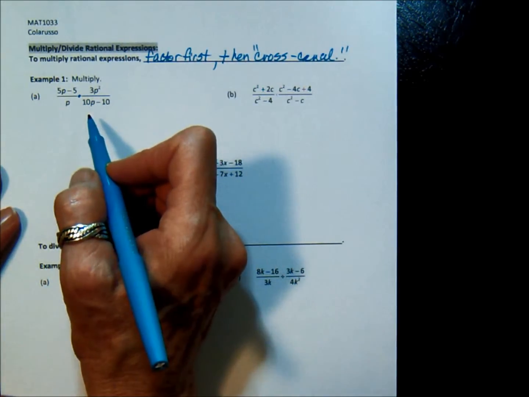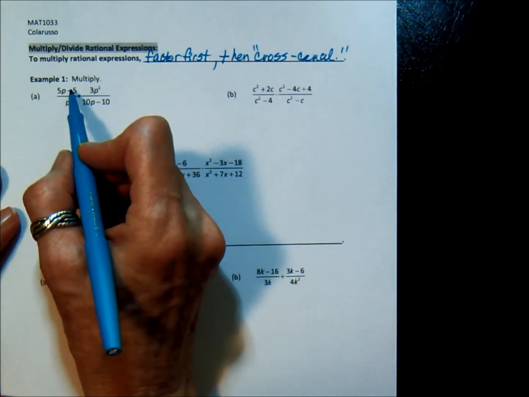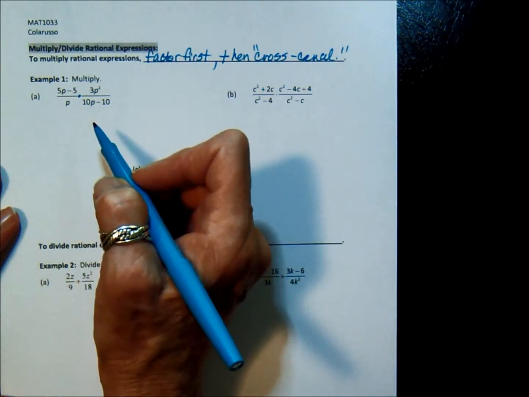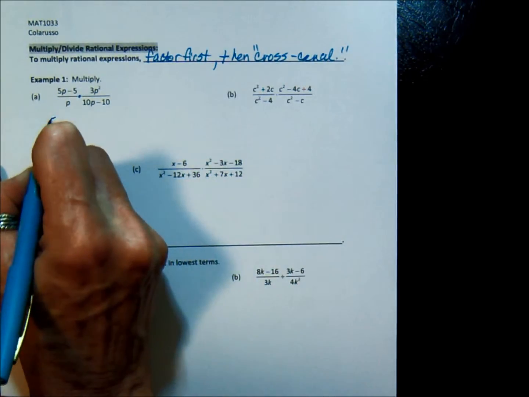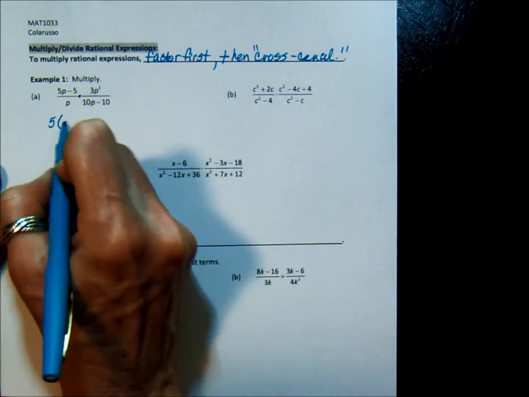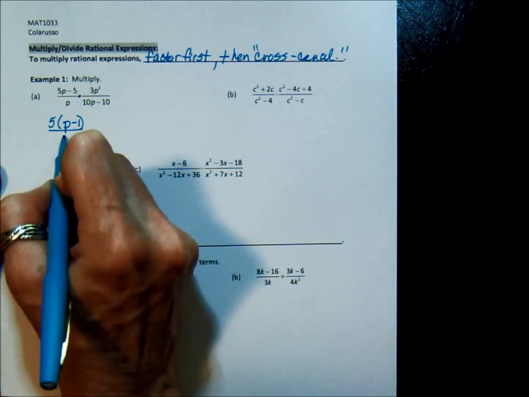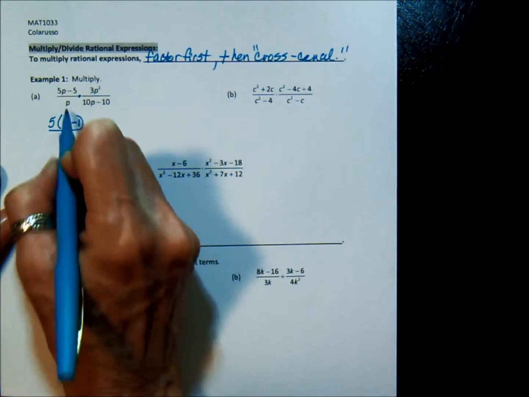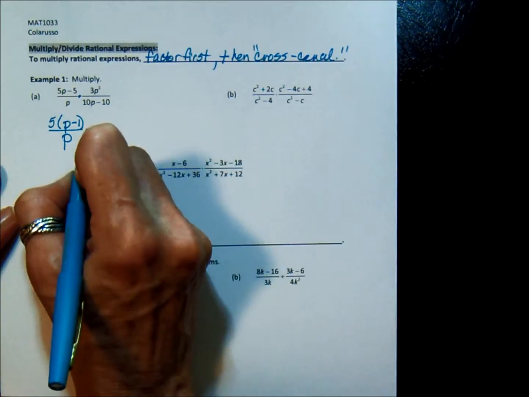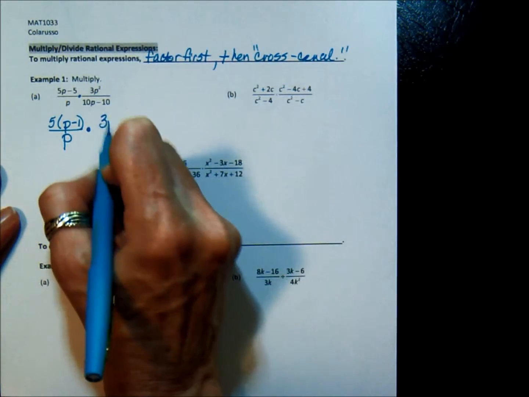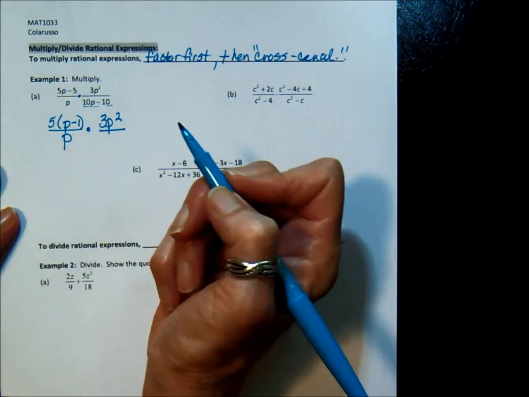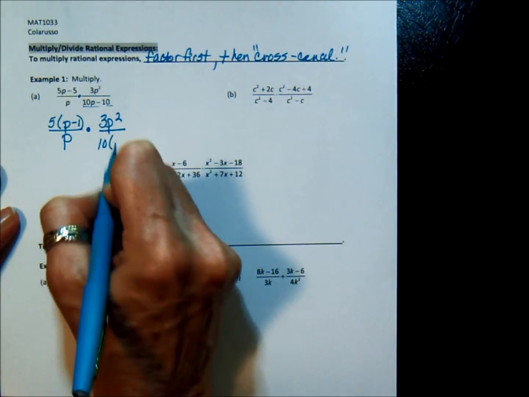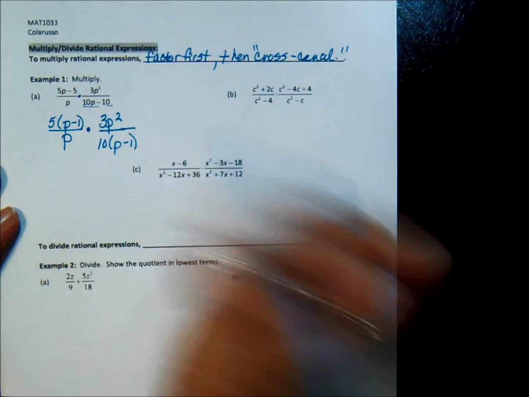So I have four expressions, the two numerators and the two denominators. Let's look at the first numerator. I can definitely factor out a 5, giving me 5 times p minus 1 over p. There's nothing I can do with the denominator of the first, times 3p squared is just 3p squared. But this denominator I can also factor by factoring out a 10.